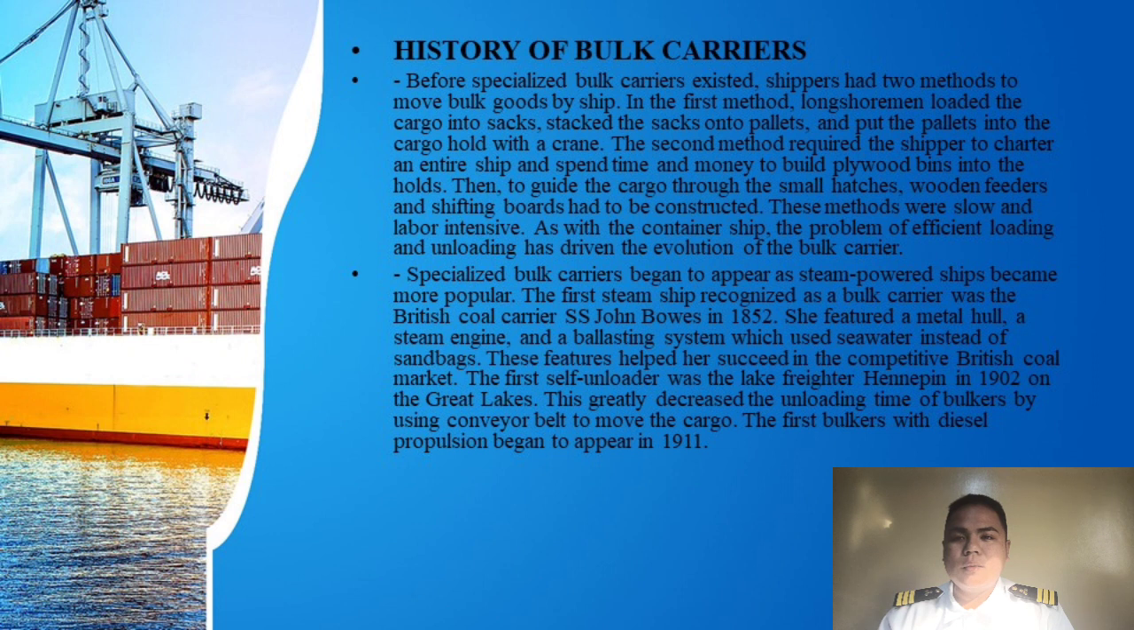Before specific bulk carriers existed, shippers had two methods to move bulk goods by ship. In the first method, longshoremen loaded the cargo into sacks, stacked them onto pallets and put the pallets into cargo holds with a crane. The second method required the shipper to spend time and money to build plywood bins in the holds.